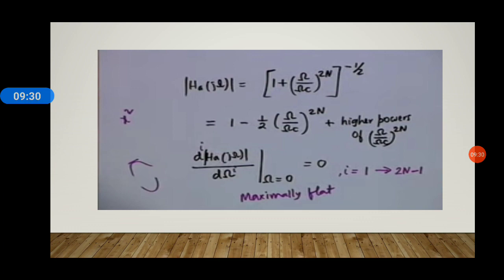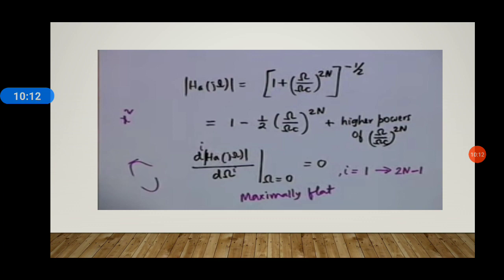Now if we differentiate both the sides with respect to ω, we see that at ω equal to 0, the differentiation will be equal to 0. And not only once, if we differentiate the term H(jω) with respect to ω for i times, where i goes from 1 to 2n minus 1, at ω equal to 0, for every differentiation we will see that the value becomes equal to 0.